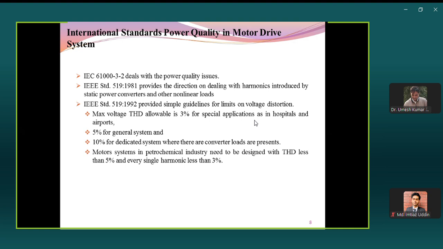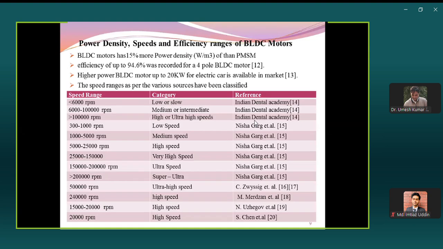So we desire less than 3% THD in the BLDC motor system operated with the AC to DC system.